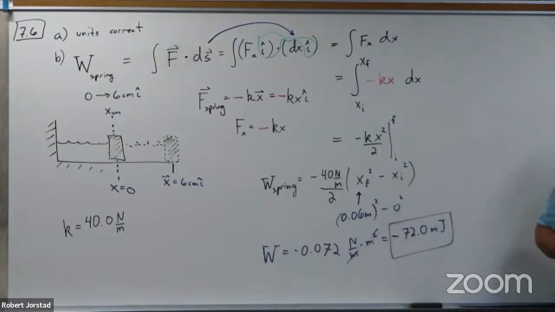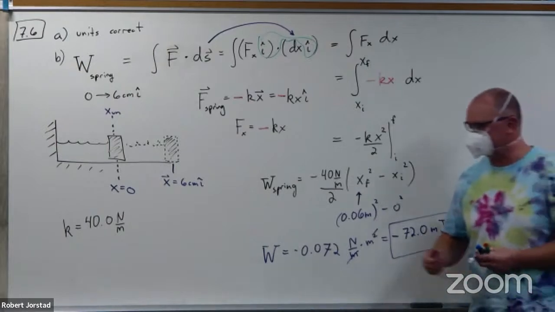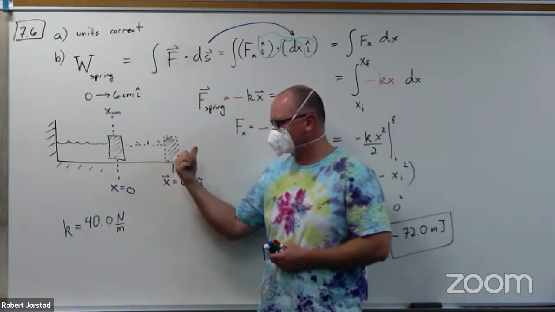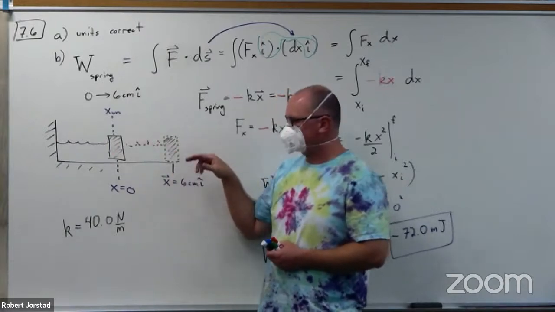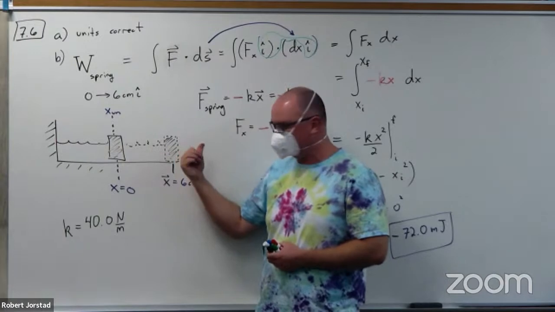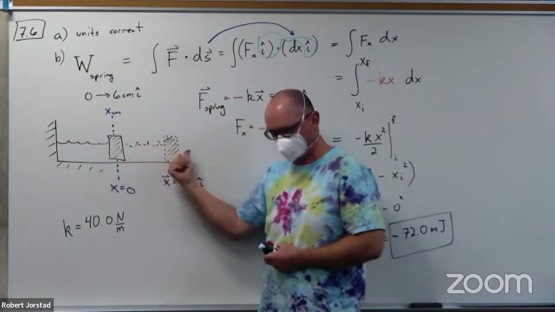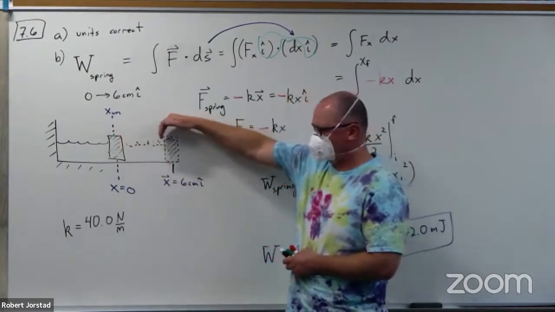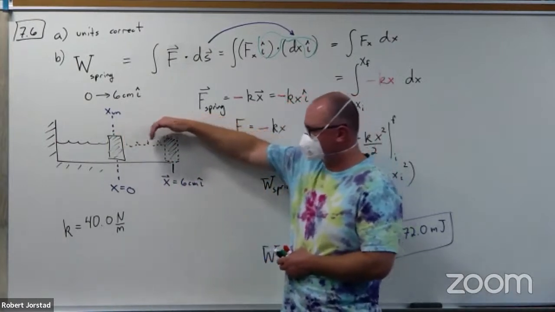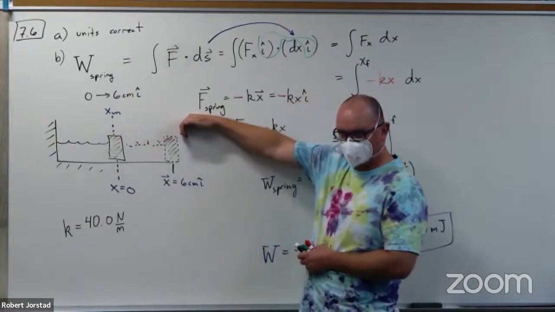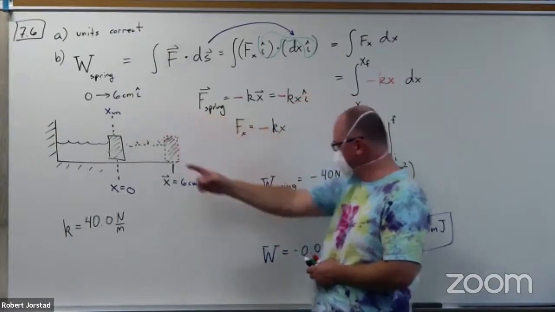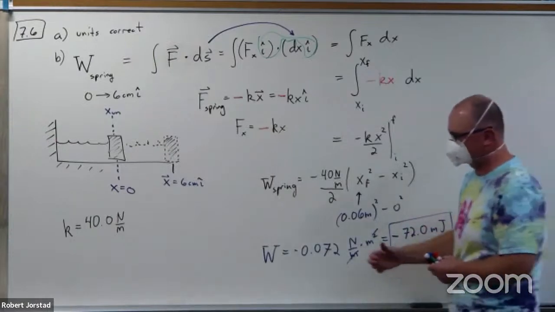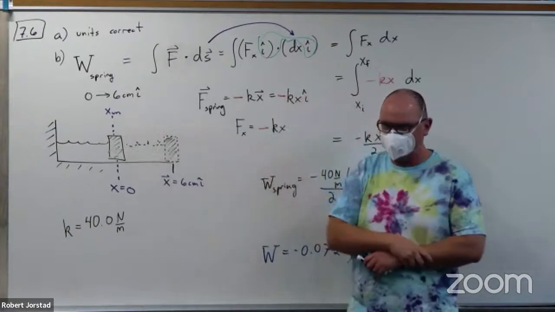Does the sign make sense? If this block is moving this way, somehow, some way, maybe I pull it, should the spring help it move that way, or should it oppose the motion as it moves this way? As I pull this here, is the spring helping me move it, or is it hurting me? It's hurting me. So the sign makes sense. The work is opposing my motion. That's why it's negative. So far, so good?